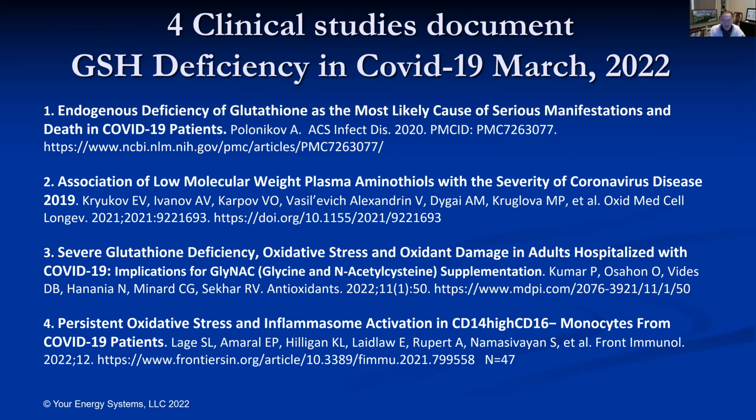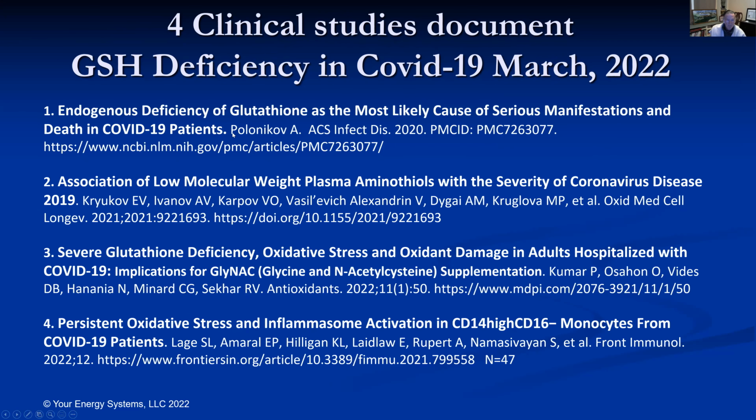It turns out we now have the advantage of knowing that there are 4 clinical studies that document deficiency of glutathione that occurs during COVID-19. This was first documented in May of 2020 in a small article by Polonikoff from Russia. Polonikoff felt that the endogenous deficiency of glutathione was the most likely cause of serious manifestations and death in the COVID-19 patients. Endogenous refers to the production of glutathione inside the cells.